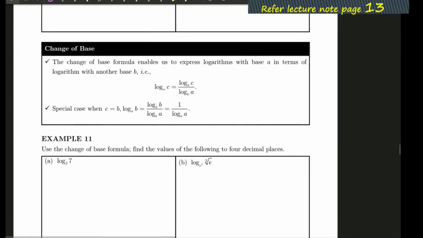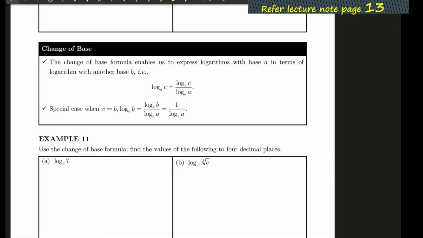We go to change of base. What is change of base? Change of base enables us to express log with base A in terms of log with another base B. When we change base, normally we change it into base 10 or base E, to make it easy to use a calculator, because base E and base 10 we can solve using a calculator normally.